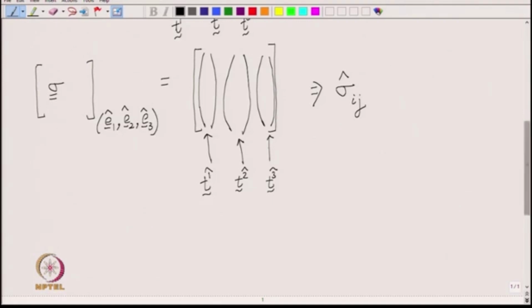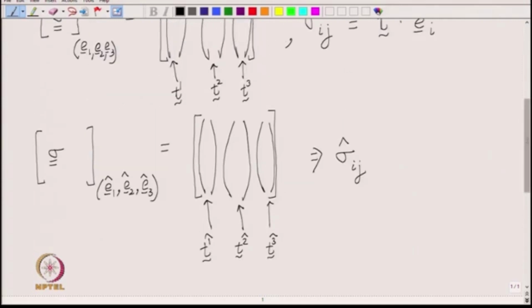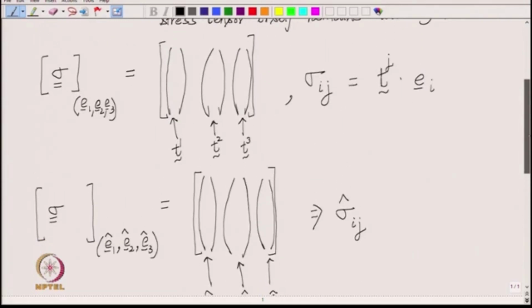So, again if you look at the above definition, then you can very easily say that sigma hat I j is basically T j hat, is not it, traction on the plane whose normal is E j hat, and then you dot with.